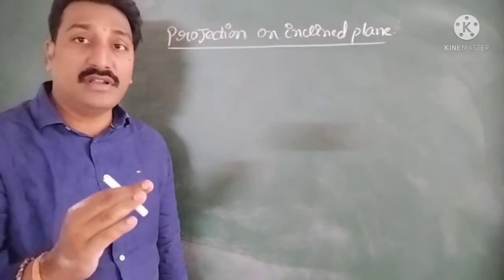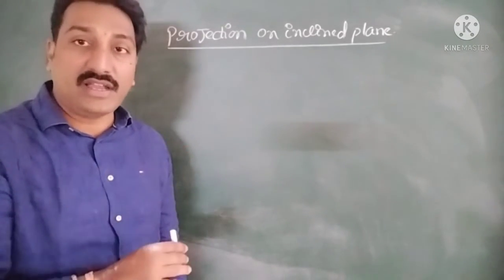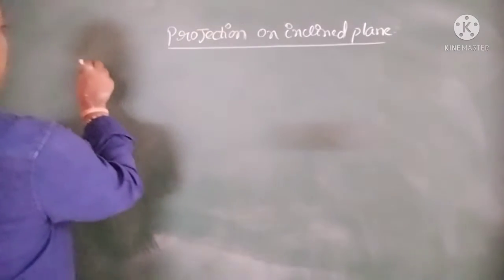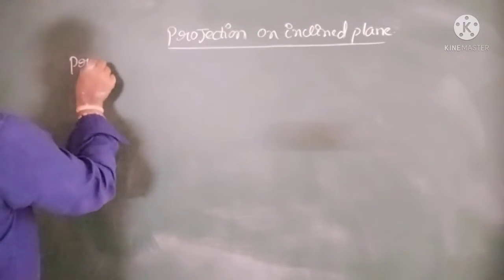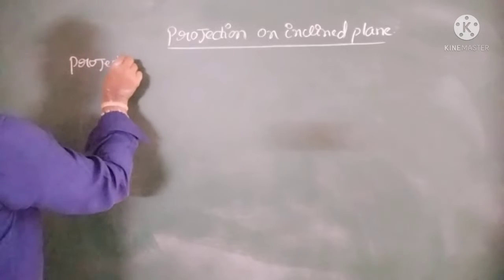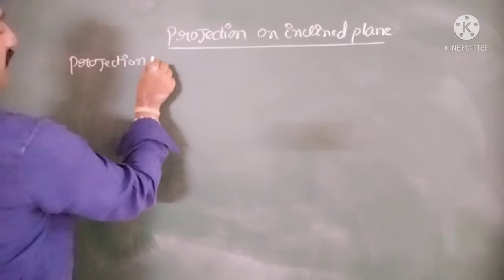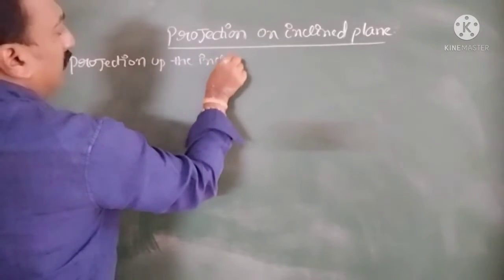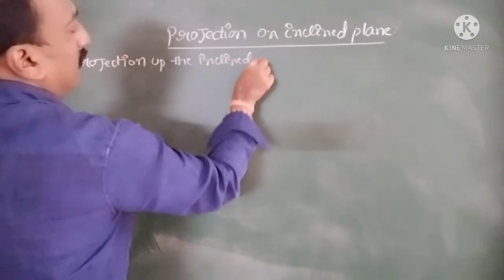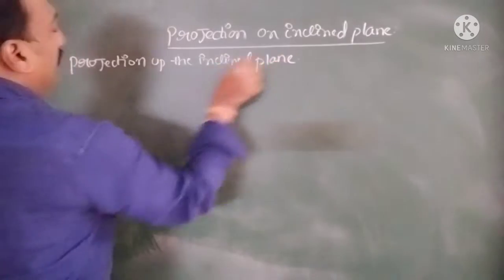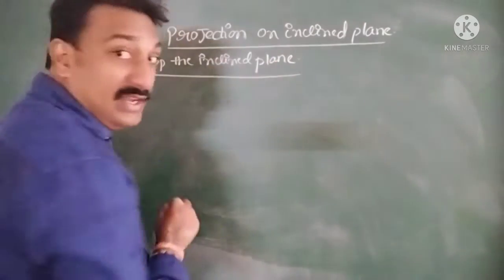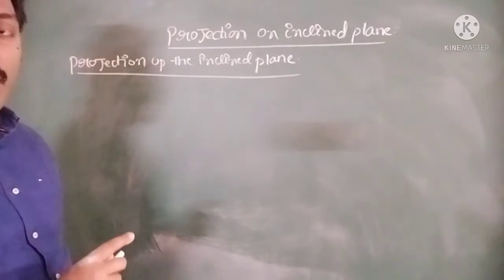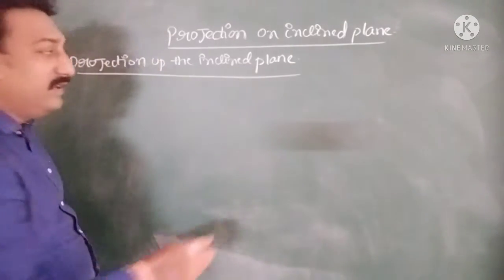One is the projection up the inclined plane, and the other one is the projection down the inclined plane. Okay, so now let us see here.